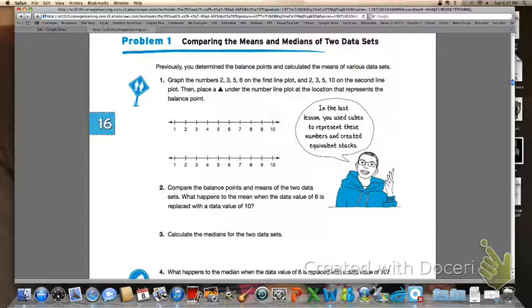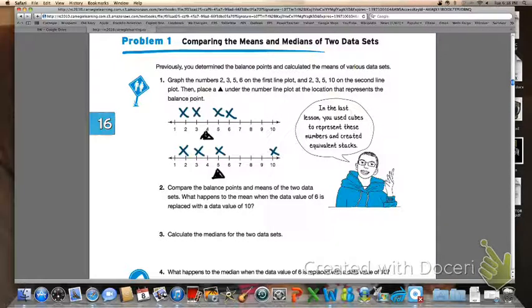At the top of page 1082 it says, previously you determined the balance points and calculated the means of various data sets. What they want you to do in number 1 is graph the numbers 2, 3, 5, and 6 on the first line plot, and then 2, 3, 5, and 10 on the second line plot. When you're done doing that, they want you to place a black triangle underneath the number line plot at the location that represents the balance point. So go ahead and do that with your group members.